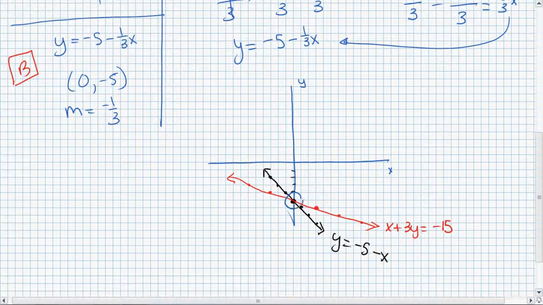And now I am looking to see where these two lines cross each other. They cross each other at exactly one point. That one point is my solution. And the solution to the system of equations is (0, -5).